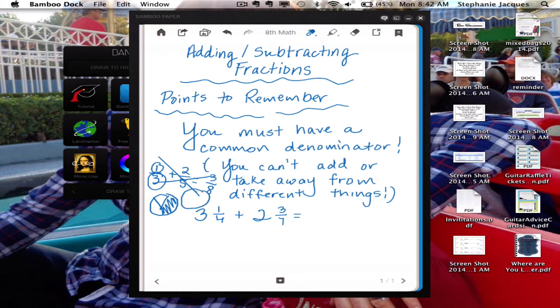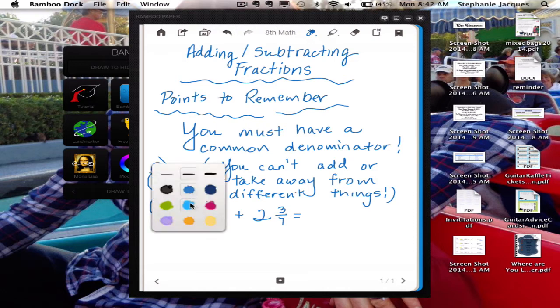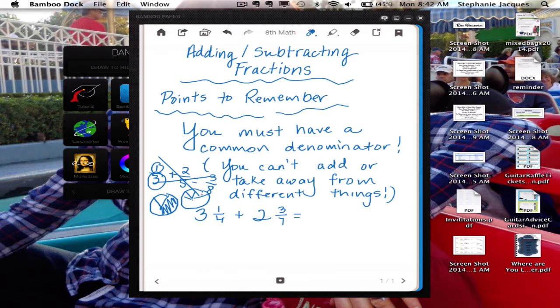So if I have five parts, 1, 2, 3, 4, 5, and I'm doing two of those, it doesn't even out because you have different parts you're dealing with. So therefore, you have to make it into the same amount of parts. So that's what the common denominator is. So let's just look at one example.